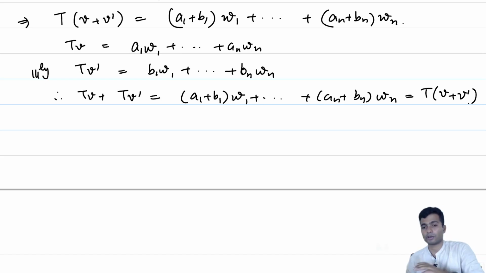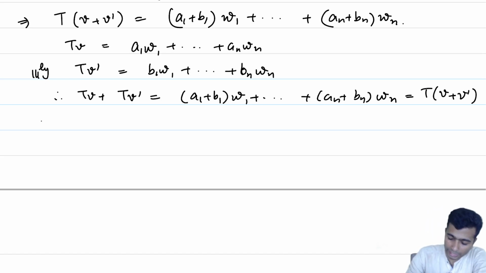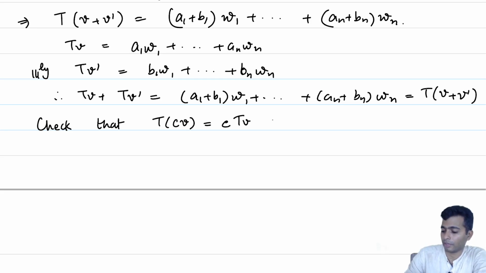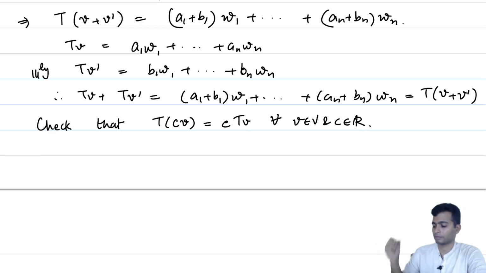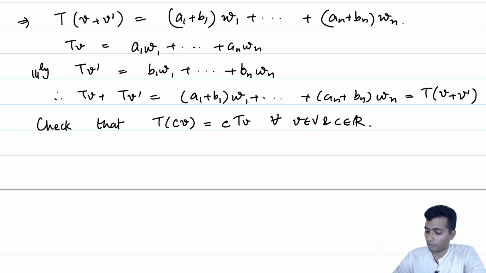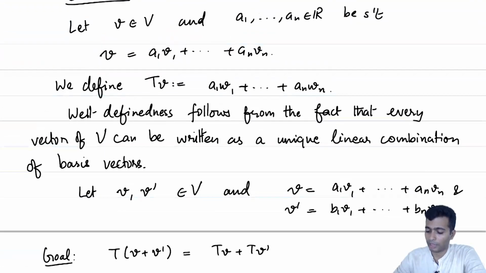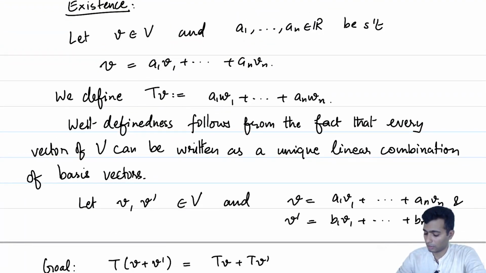I am not going to write down the proof for scalar multiplication, the corresponding argument, which I will leave as an exercise. Check that T of CV is equal to C times T of V for all V in capital V and C in R. So I'll leave that as an exercise. But with this, we have found a well-defined unique linear transformation T from V to W which maps Vj to Wj, and that completes the proof.